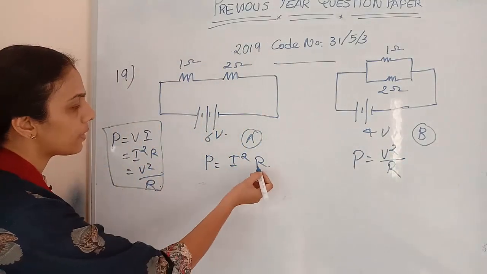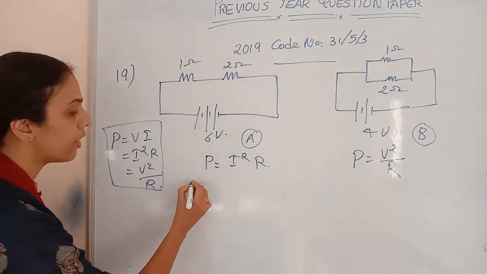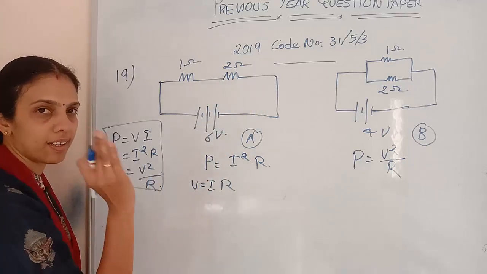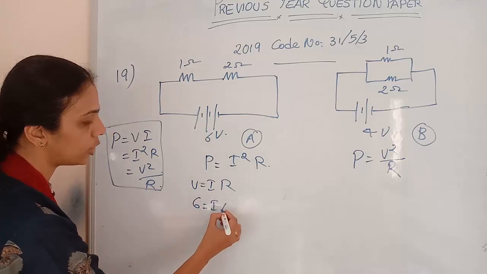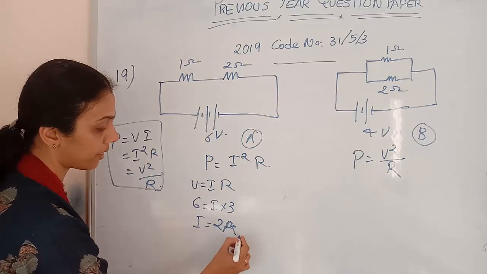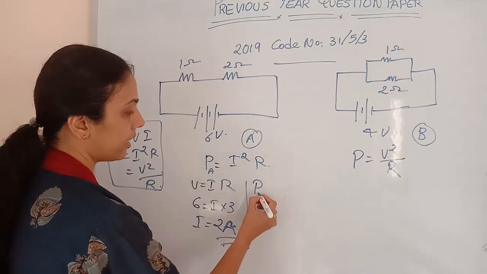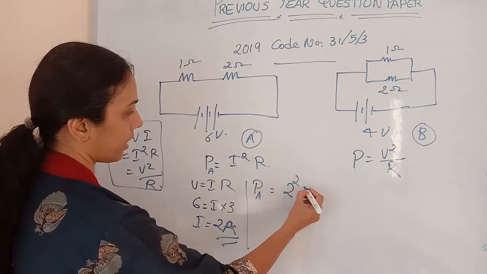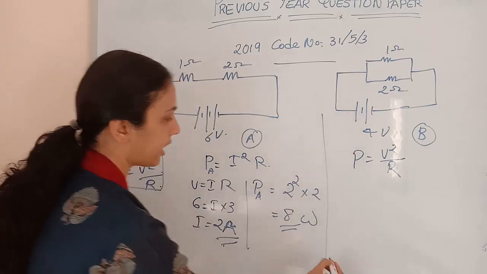Now here, first we should find out the current across the circuit. How can we find the current? V equals IR formula we know. Here what is the effective resistance? 1 plus 2, 3 ohm, isn't it? So 6 equals I into 3. So I we will get as 2 ampere. Now we can find the power PA in diagram A. PA is I square R, 2 square into 2, that is 8 watt.